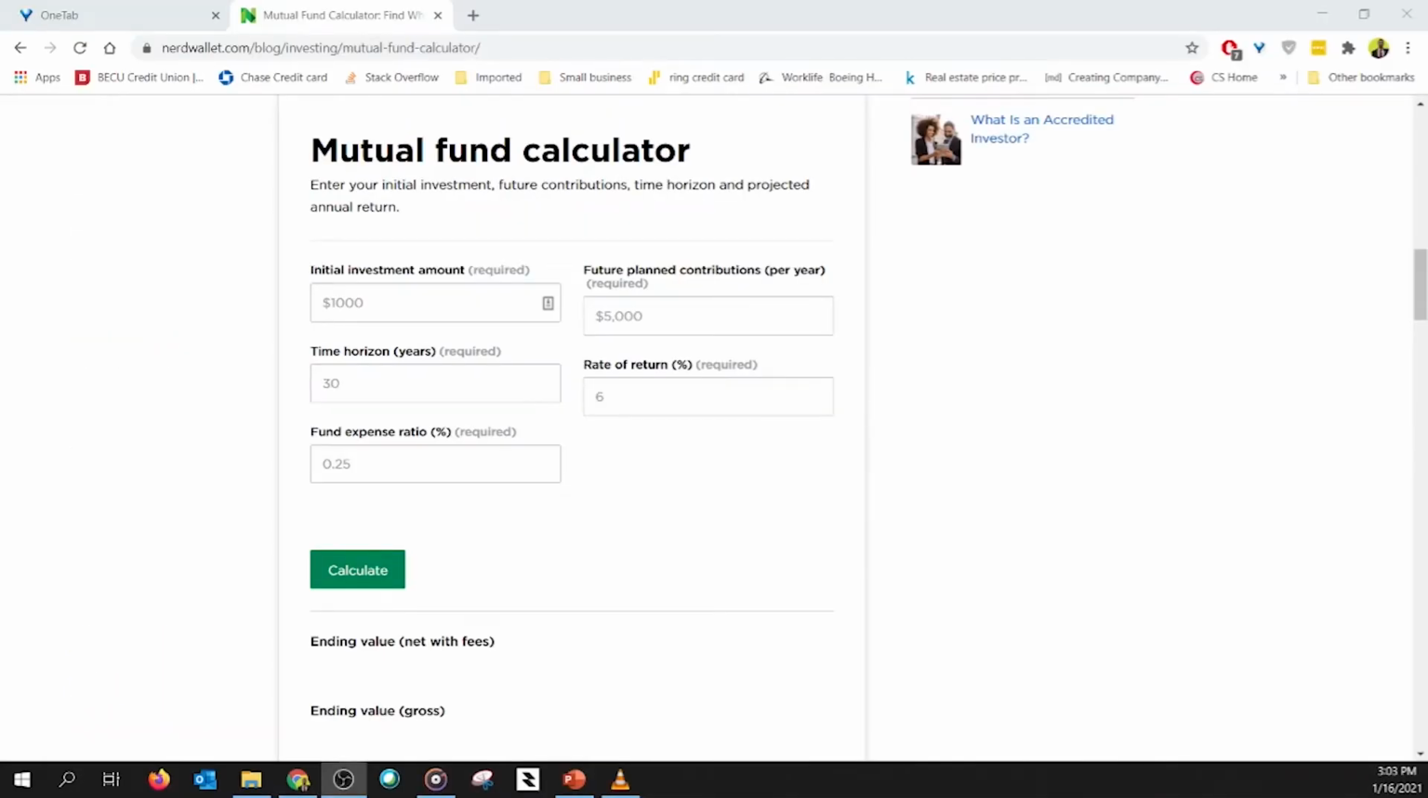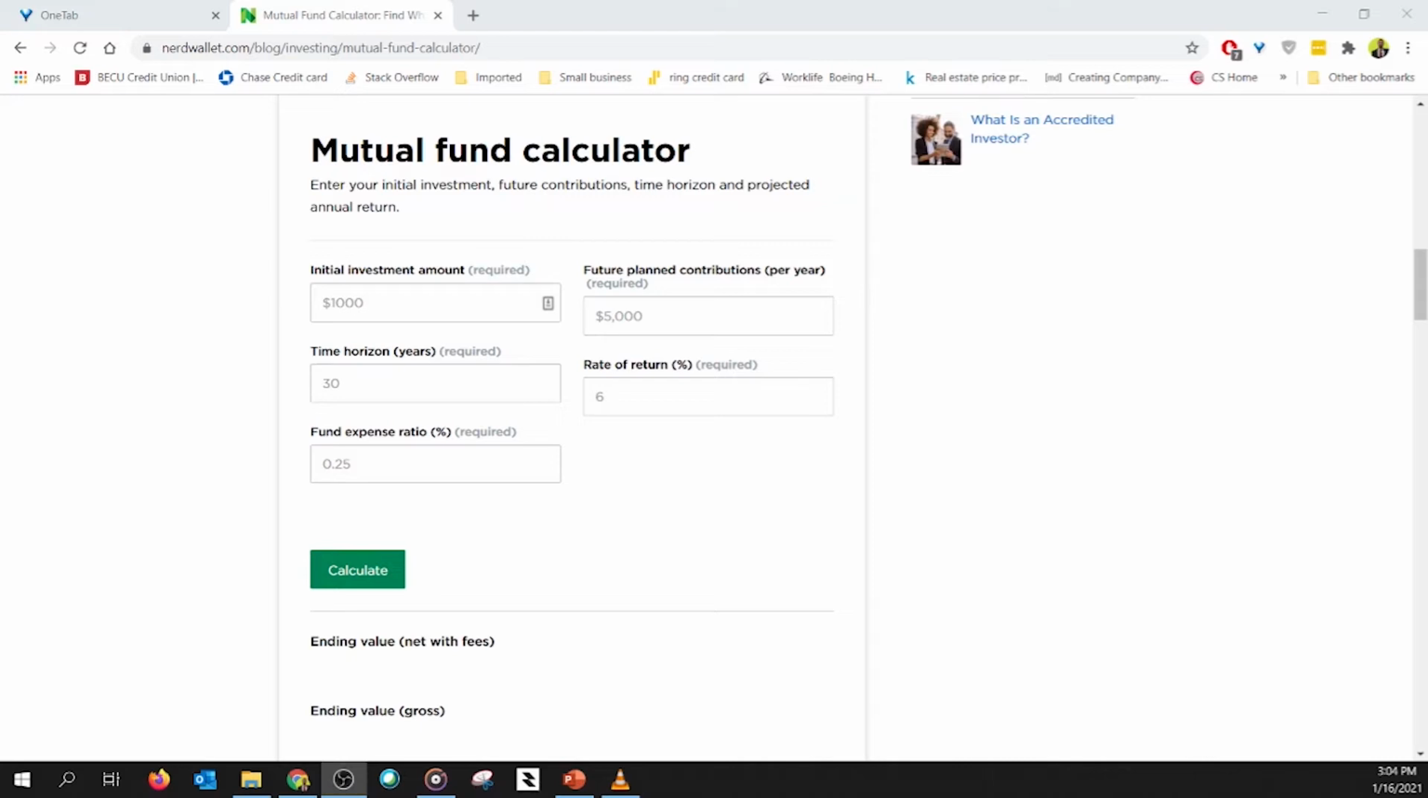So I'm here on nerdwallet.com. This is a really great site and they have a really cool mutual fund calculator. So let's take a look. Let's see how much money we're going to be spending on these fees, and we're going to use a few scenarios here so we can see what the difference is in prices.